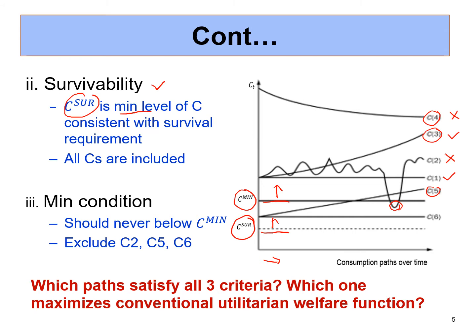Does it fulfill the minimum condition? This is the minimum condition line. So it falls below the minimum condition, and it doesn't fulfill the third criterion. How about C6? It falls below the minimum condition. It doesn't fulfill it. Right? So in this case, there are two time paths that fulfill these three sustainable development criteria. Okay, so which one of the time paths maximizes the conventional utilitarian welfare function? Think about it and we will discuss this in the next class. Okay?